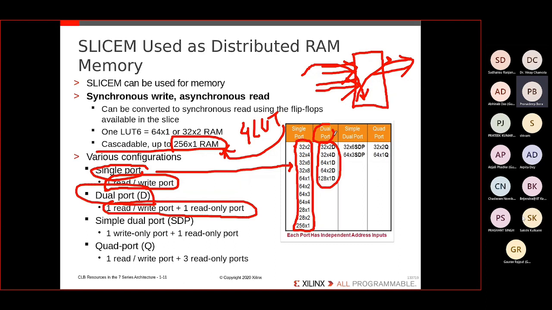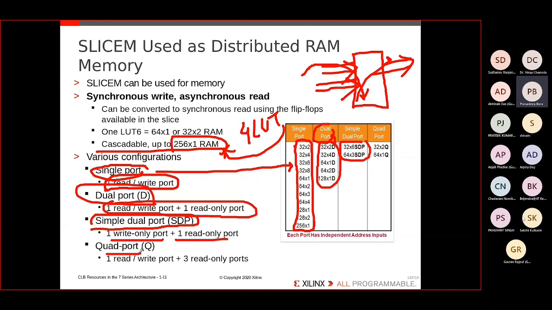Whenever I'm synthesizing dual port, I'll get it as D. You can try dual port RAM and get this many specifications in one slice. If you need more than that, the tool will take multiple slices. Then simple dual port means it has two ports, but one is fixed for write and another is fixed for read. In that, I can have these two configurations.